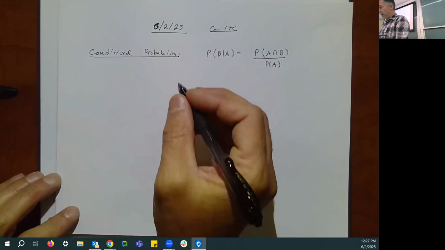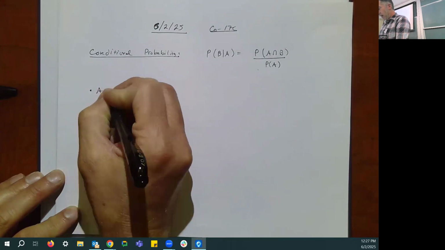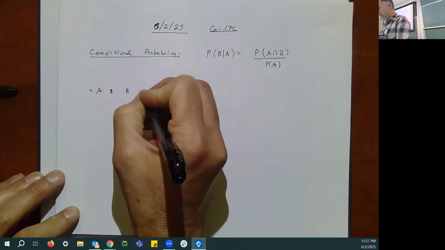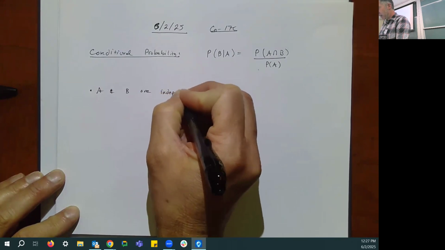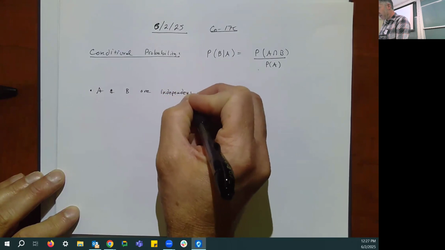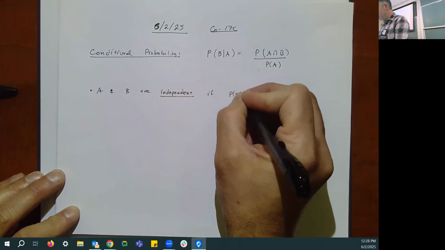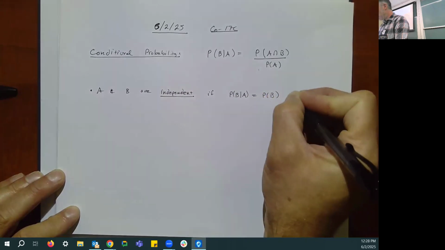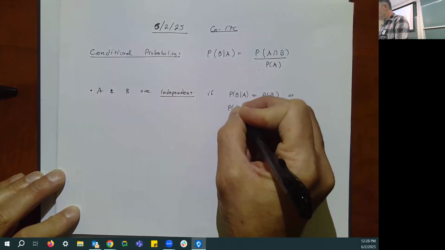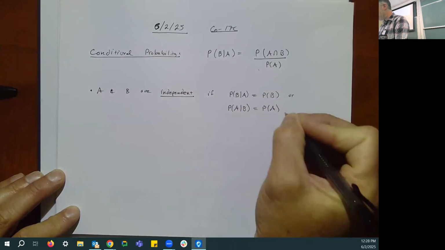And then last time we also talked about the fact that A and B are said to be independent if the probability of B given A is equal to the probability of B. Or similarly, the probability of A given B is equal to the probability of A.